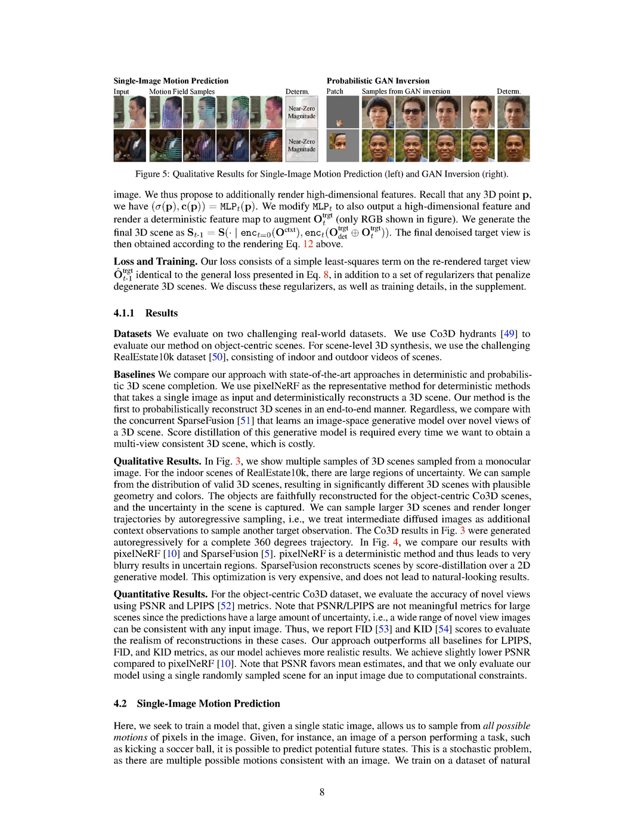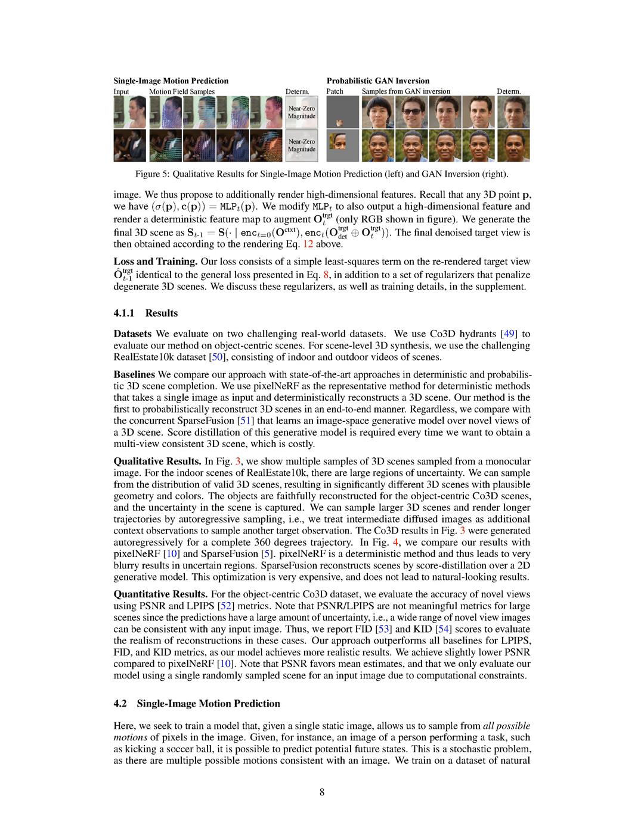Comparing our results with PixelNeRF and SparseFusion, PixelNeRF, as a deterministic method, resulted in blurry outcomes in uncertain regions. SparseFusion, on the other hand, reconstructed scenes by score distillation over a 2D generative model. This was a high-cost optimization process and didn't yield natural-looking results.